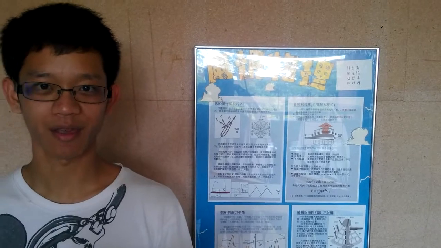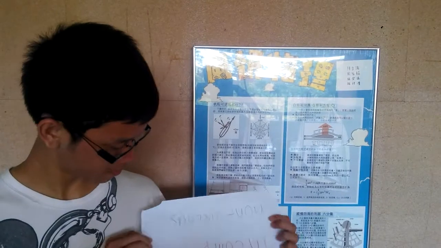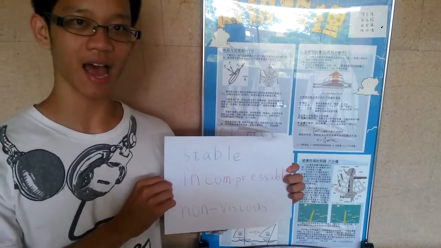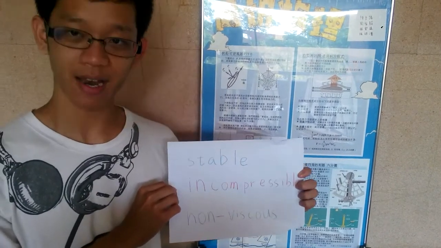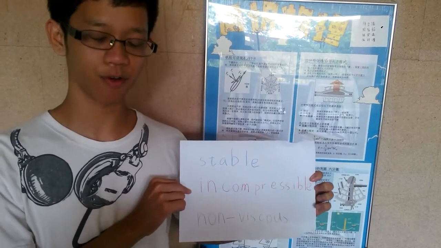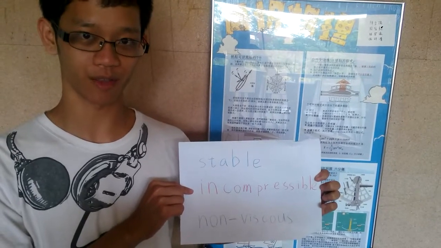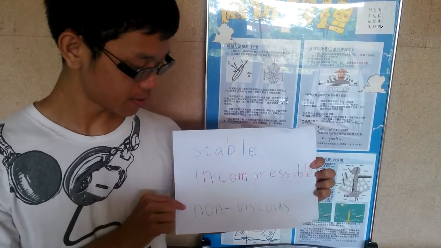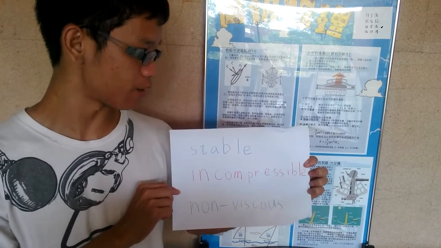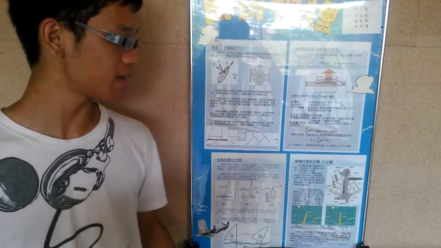What is an ideal fluid? It has to meet three conditions. First, steady. A fluid in a turbulent flow will be unstable. Second, incompressible. If the fluid is compressible, it may change its density as it flows. And third, non-viscous. The fluid should not have viscosity between itself and the container. And based on this, we can get this equation.